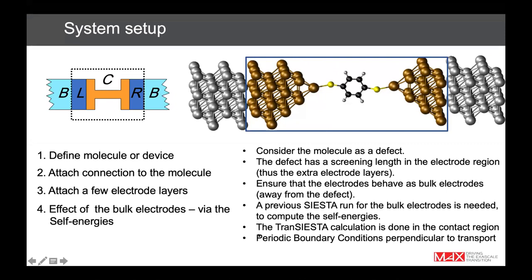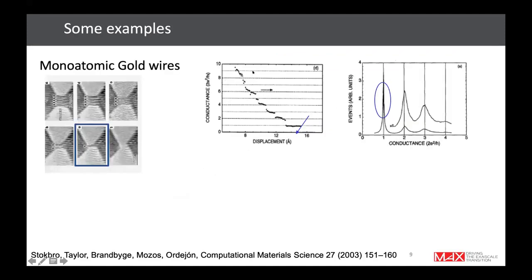A particular technical point here is that in the direction perpendicular to transport, so in this direction and the direction perpendicular to the screen, TranSIESTA usually assumes periodic boundary conditions. So actually you are computing a periodic array of this molecule repeated in space. Nick is going to tell you about how to avoid that and do really a single molecular contact with the new versions of TranSIESTA.